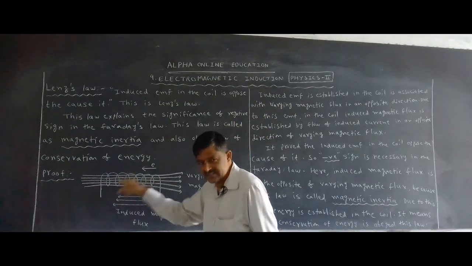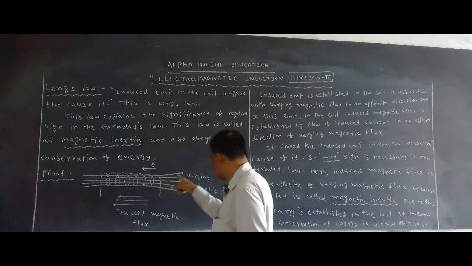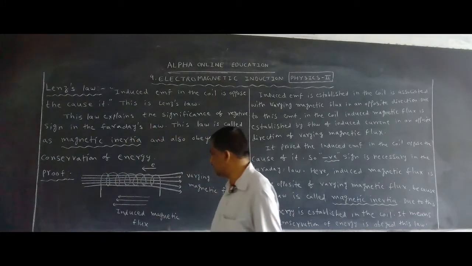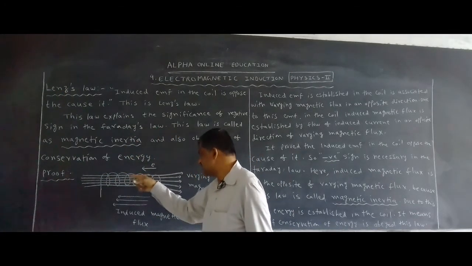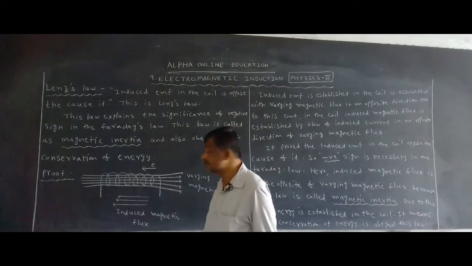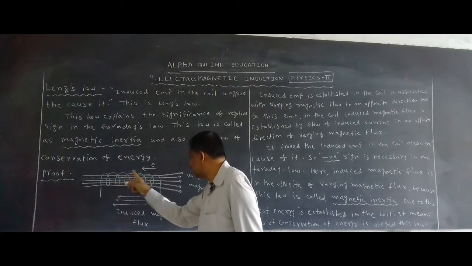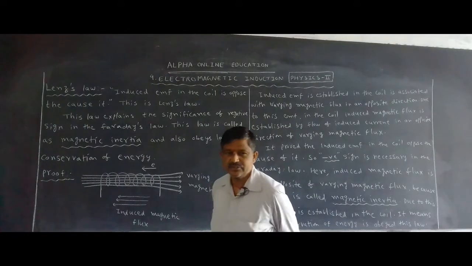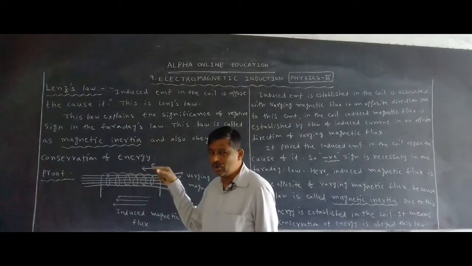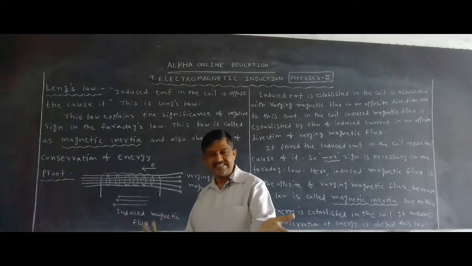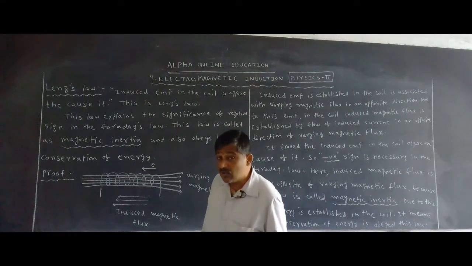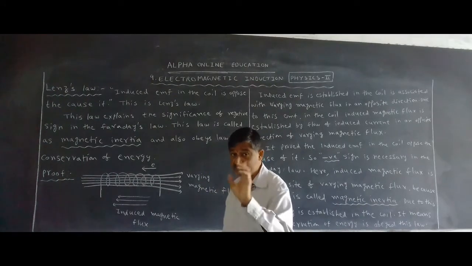Now we want to explain why. That is a proof. When the varying magnetic flux is associated with the coil in this direction, induced EMF is established in the opposite direction. When EMF is established, current passes through the coil. Which current? Induced current. When the current passes through the coil along its axial line, a magnetic field is established. That is called the induced magnetic flux.